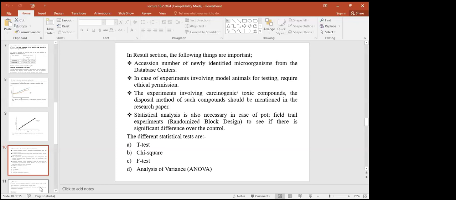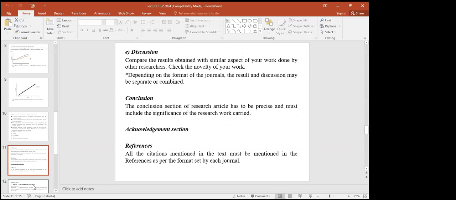The second option is that the test is more good, highly good, but how good? For that you have to see the difference, and you can apply the different tests mentioned here: t-test, chi-square, F-test, and analysis of variance. Then, coming to the discussion, compare the results.